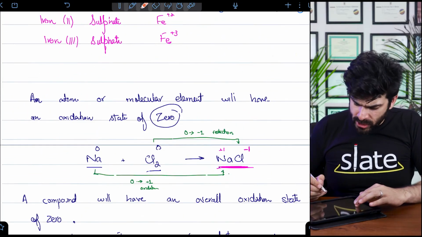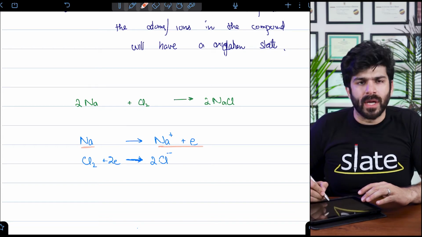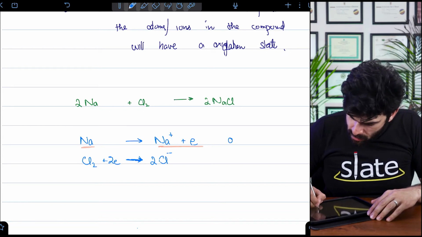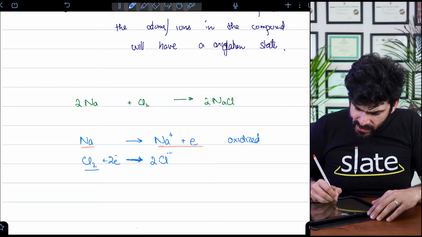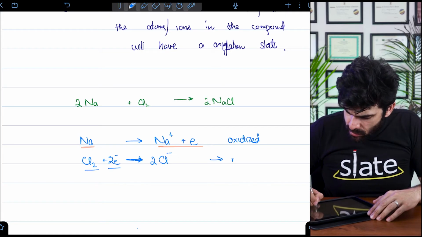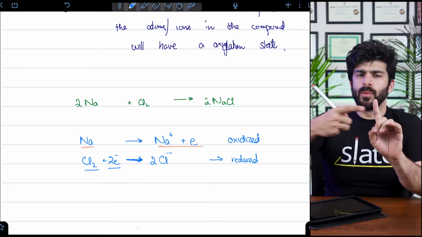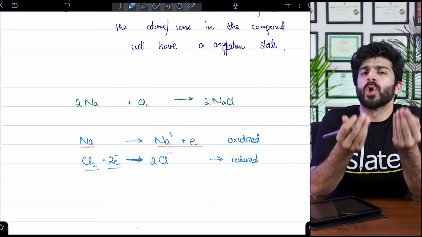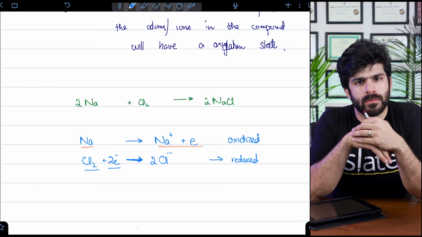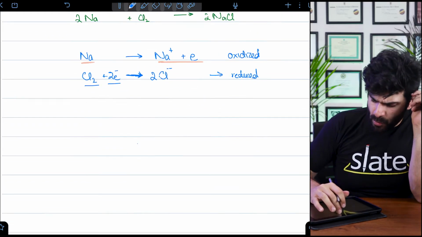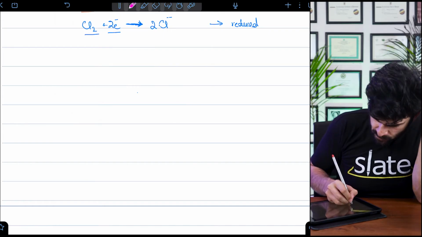loss of electron is oxidation. Here sodium lost an electron to become sodium ion. It is getting oxidized. Chlorine gained electrons. It is getting reduced. So the same concept. We talked about oxidation number, we talked about the electrons. Now let's talk about another example, a very important one, which will cover the other concept as well.